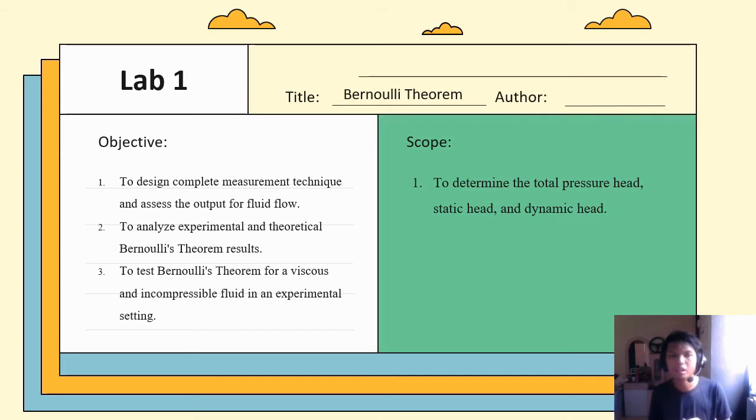I would like to continue with the objectives of the Bernoulli theorem experiment. The first objective is to design a complete measurement technique and assess the output for the fluid flow. The second is to analyze experimental and theoretical Bernoulli theorem results. Lastly, to test the Bernoulli theorem for viscous and incompressible fluid in an experimental setting. The scope of the experiment is to determine the total pressure head, static head, and dynamic head.